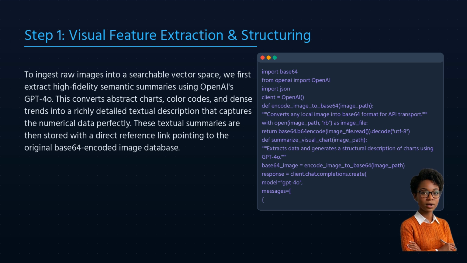On screen, we are building our helper function that takes an image path, converts it to clean base64 format, and triggers GPT-4o with structured formatting rules to extract metadata and numeric trends from visual layouts.